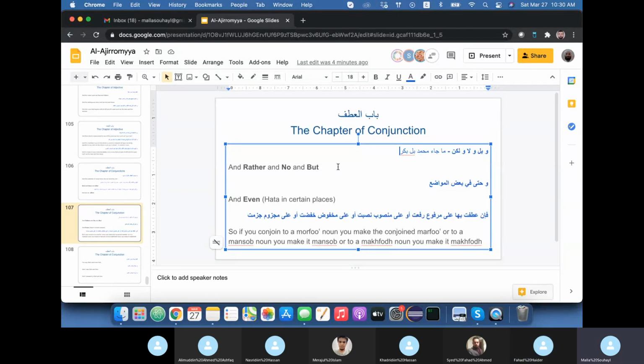And then la, which means no or not. This one, not this one, right? You're actually conjoining them. You're saying I want this one, not this one. This is actually the opposite of rather, because rather indicates what comes after it is the desired thing, or is affirmed, is confirmed, but not indicates that what comes before not is affirmed, is confirmed.